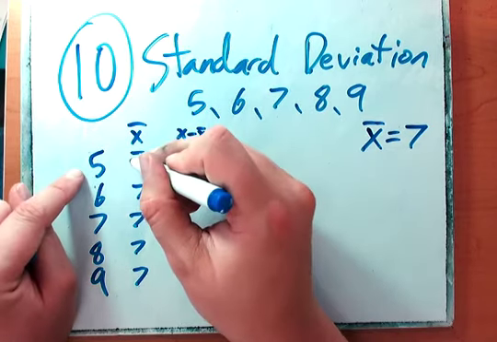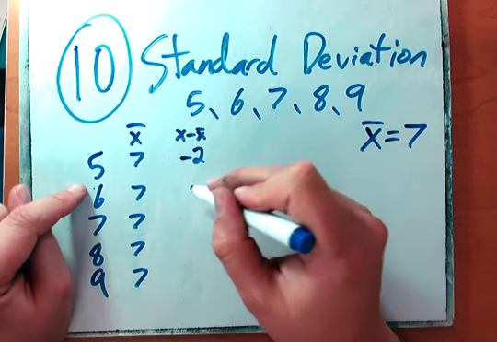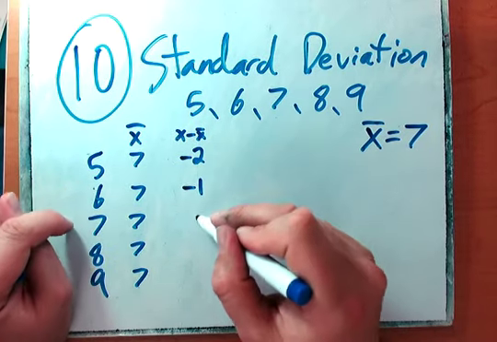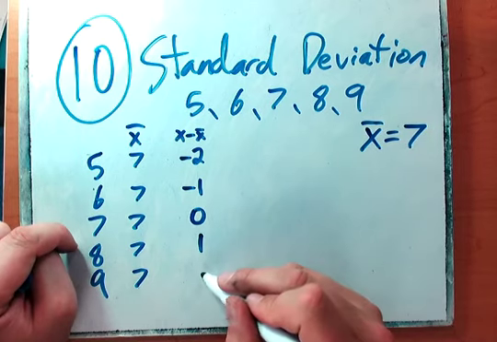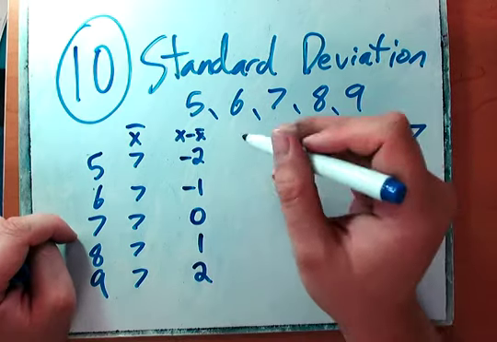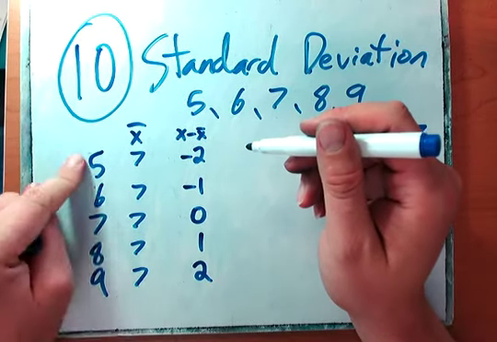So 5 minus 7 equals negative 2. 6 minus 7 is minus 1. 7 minus 7 is 0. 8 minus 7 is 1. And 9 minus 7 is 2. So I have taken these numbers and subtracted the mean.